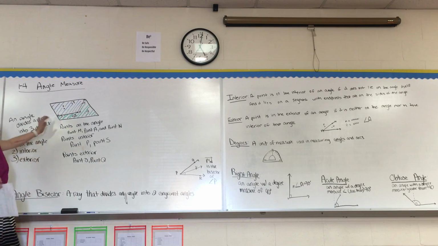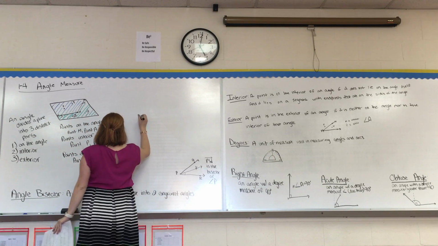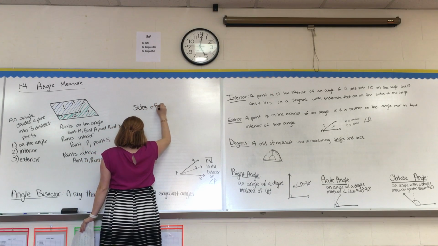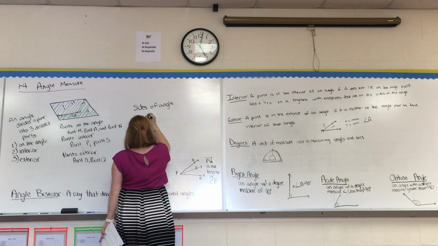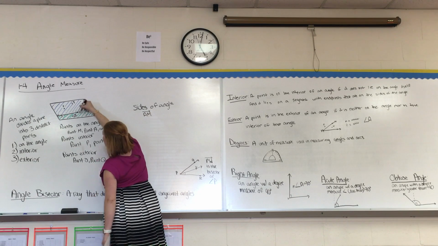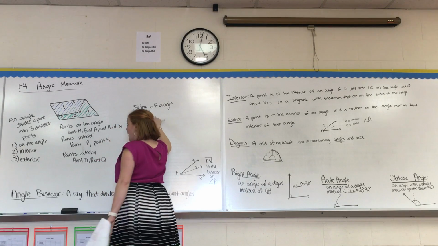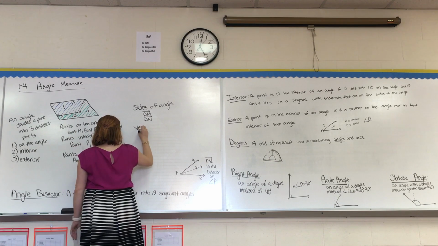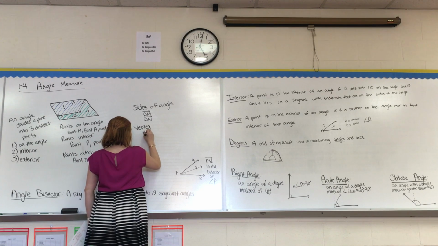Okay, I want to do a couple other things with this diagram. I want you to name the sides. So what are the sides of my angle? The sides of the angle are the ray AM and the ray AN. Make sure you do a ray with one arrow. That's how I know it's a ray. What's the vertex of this? The vertex is point A.